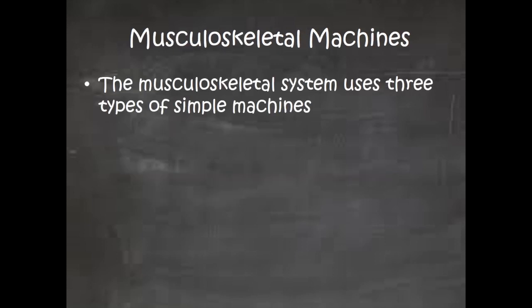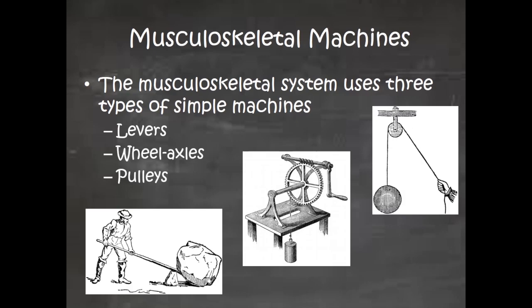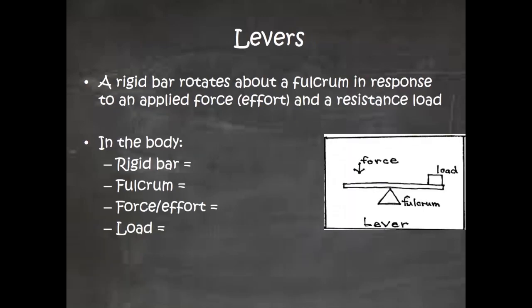The musculoskeletal system uses three types of simple machines: levers, wheel axles, and pulleys. Can you think of some examples of levers, wheel axles, and pulleys in the body? A lever is defined in physics as a rigid bar that rotates about a fulcrum in response to an applied force or effort and a resistance load. Try to relate the parts of a lever to the body.